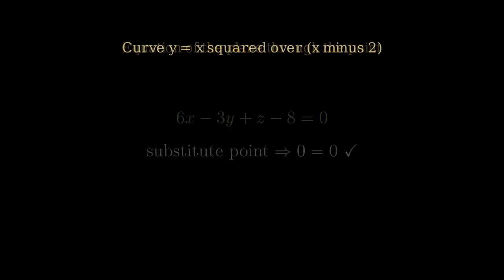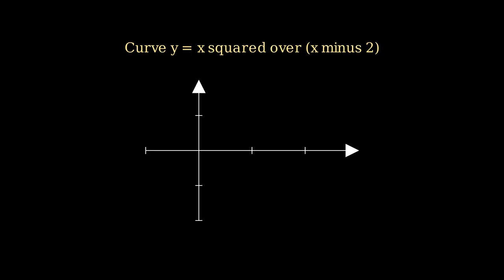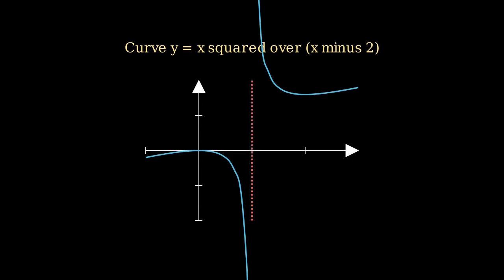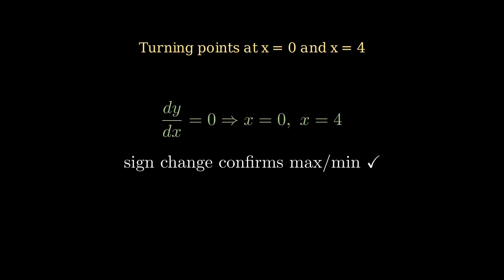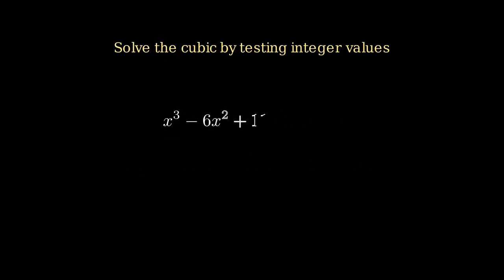Next we sketch the curve y equals x squared over x minus 2. This curve has a vertical asymptote at x equals 2, where the denominator becomes 0. Differentiating and setting the derivative to 0 gives turning points at x equals 0 and x equals 4. Checking, the sign of the derivative either side of these points confirms one is a maximum and the other a minimum.